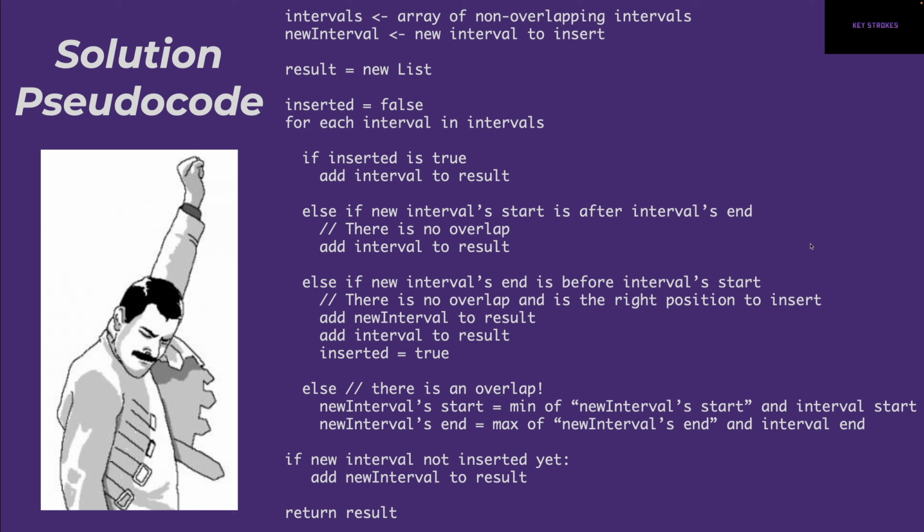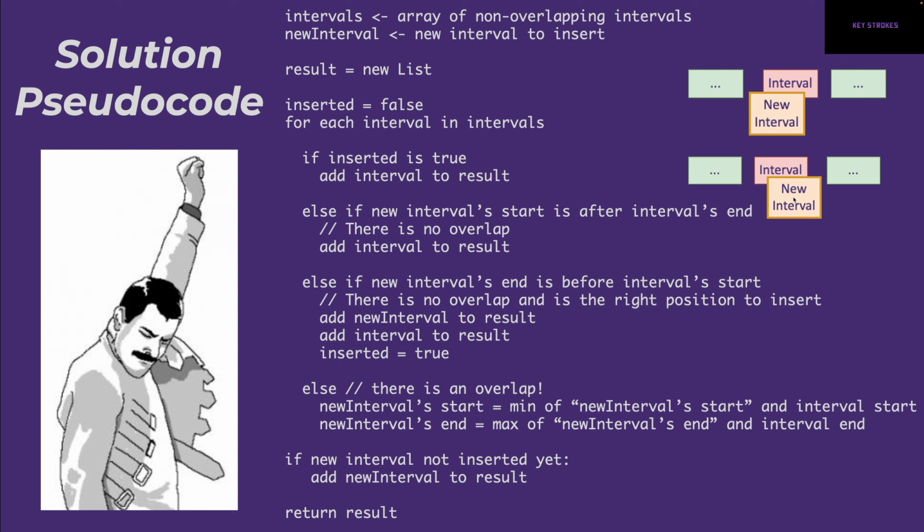And there are three kinds of overlap. Either the new interval starts before the interval that we are working on right now, or the new interval is overlapping somewhere after the start of the current interval that we are working on, or the new interval overlaps with two of the intervals, where the first interval is the one we are working on, and then the next interval that we would iterate on.